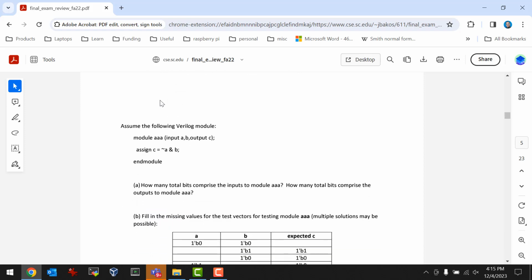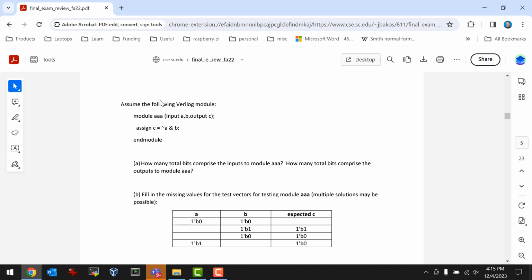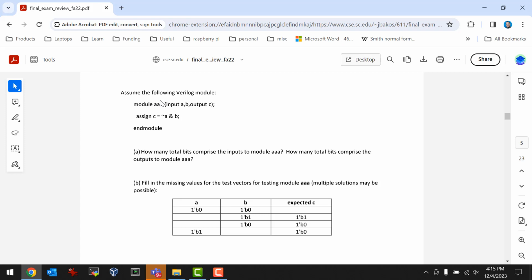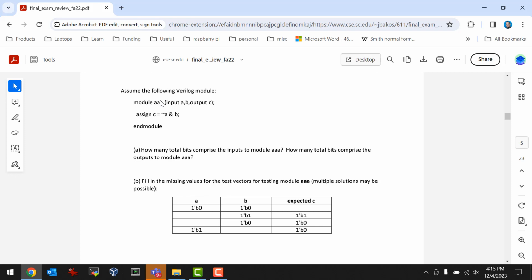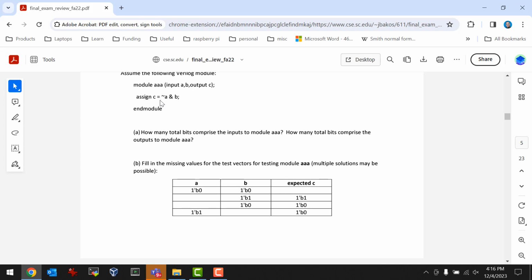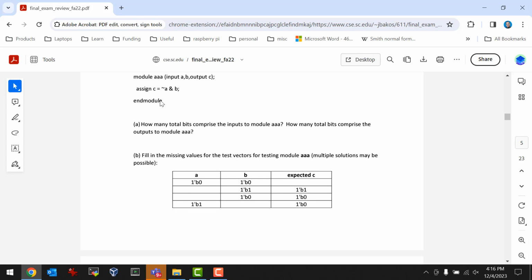Assume the following Verilog module. This thing just assigns C to not A and B. How many total bits comprise the inputs? 2, A and B. 1 output, C. How many bits are output bits? There's just 1. And then fill in the missing values for the test vectors. So if A is 0, not A is 1. Then if B is 0, you're going to AND it with 0, and so C would be 0 for that, right? Make sense?